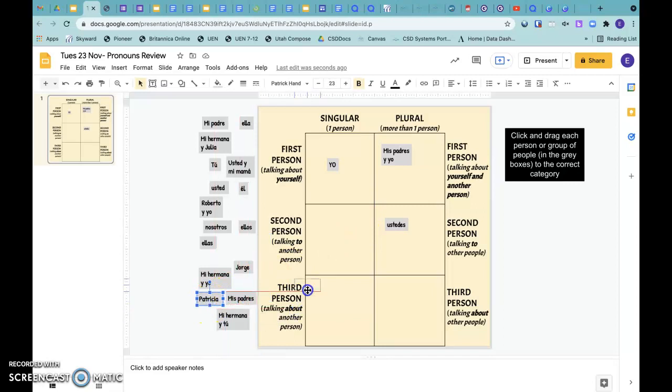Patricia's, there again, that's one person, so we know it's going to be on this side. And then this is like a she, we're talking about Patricia, not directly to her.